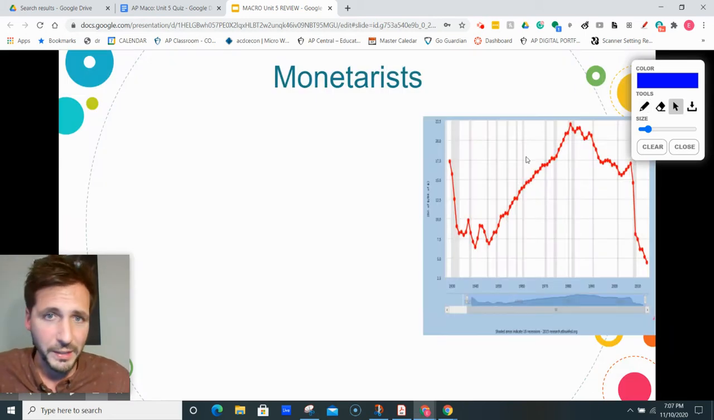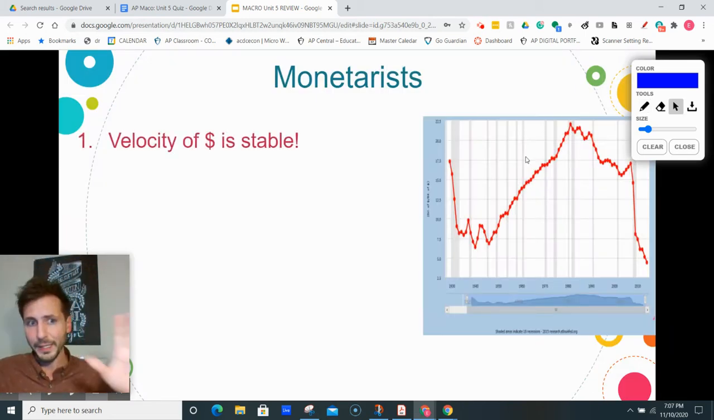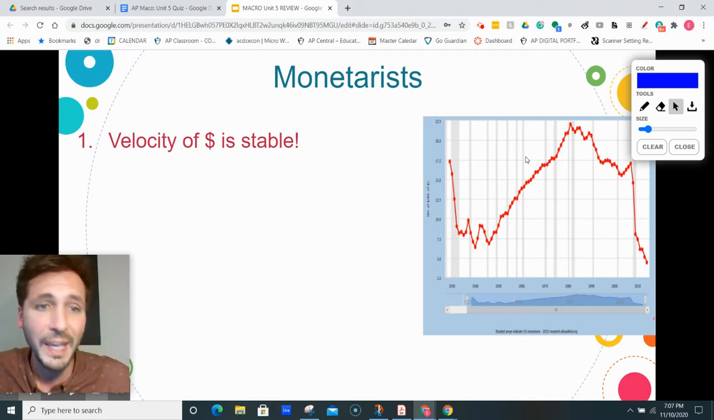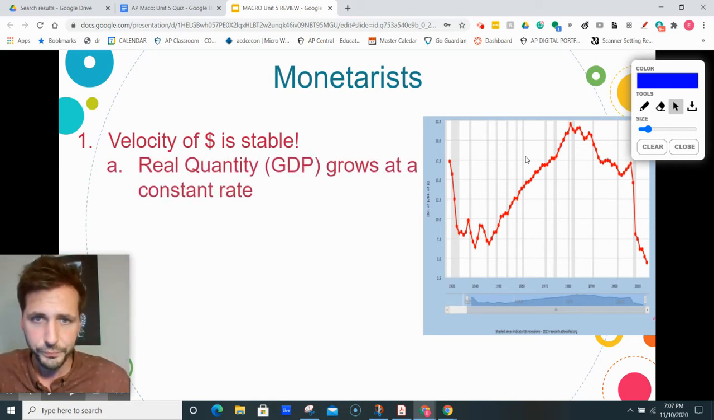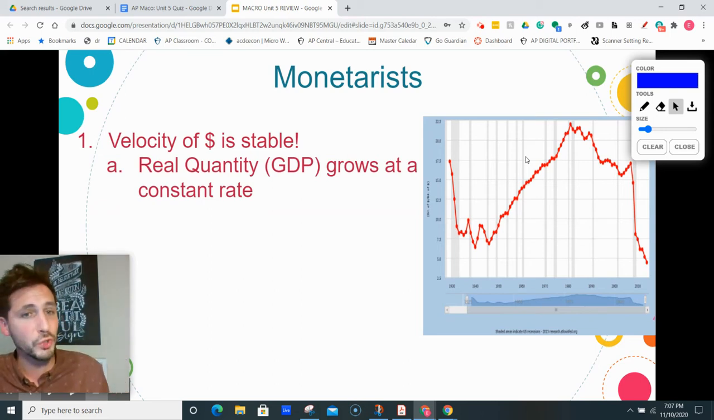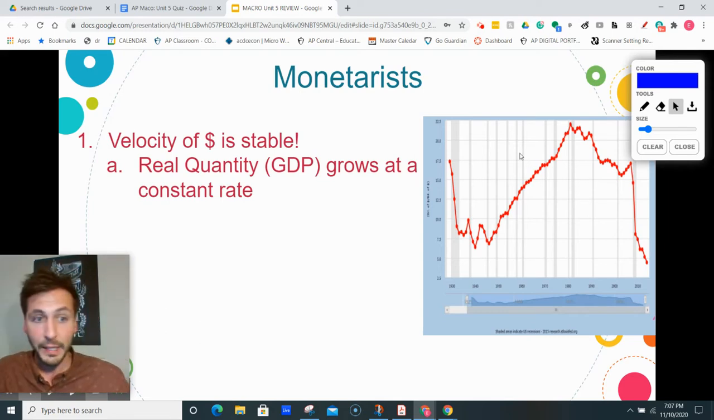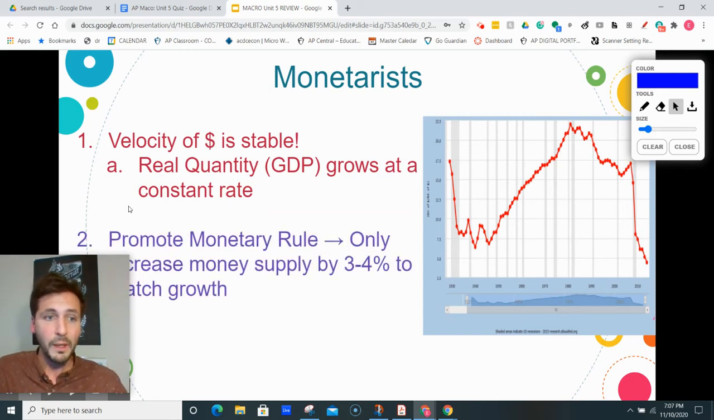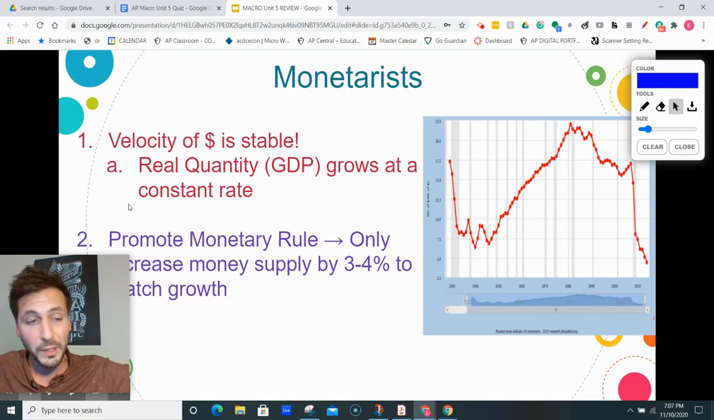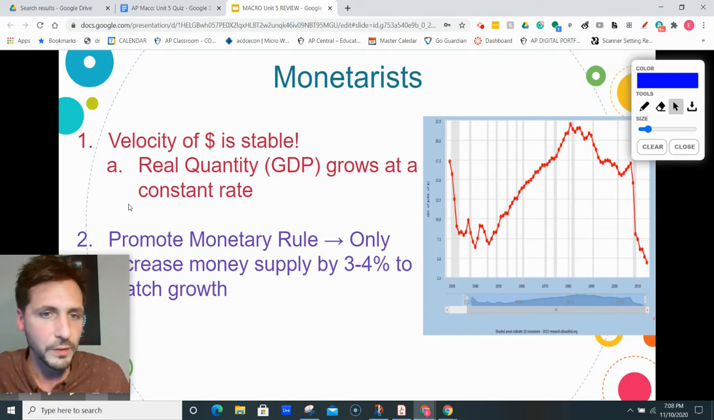Okay, break it down a little bit further. So, again, like I said before, monetarists believe that the velocity of money is stable. And they also believe that real GDP actually grows at a very constant rate, right? So those two things, the V and the Q, are stable, which means when you impact the M, you're only going to cause an increase in the P. Change in the supply of money only results in an increase in the price level or causes inflation.